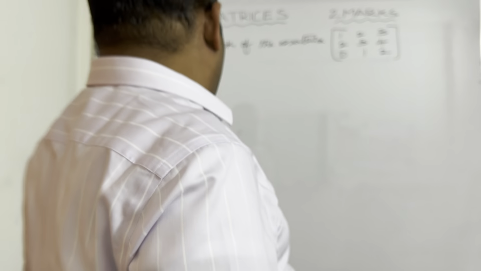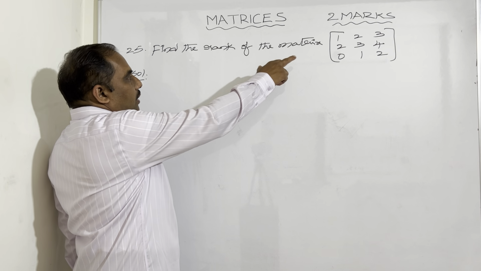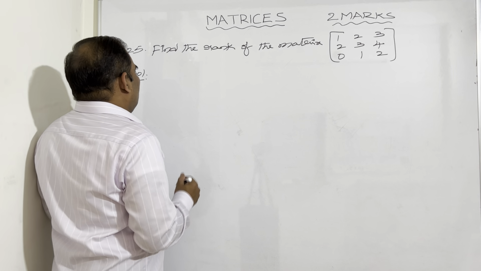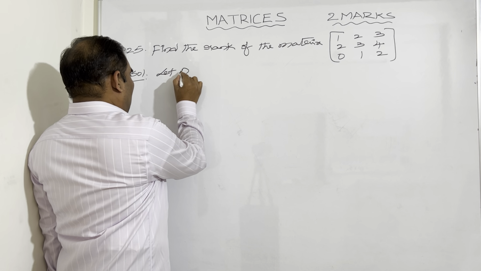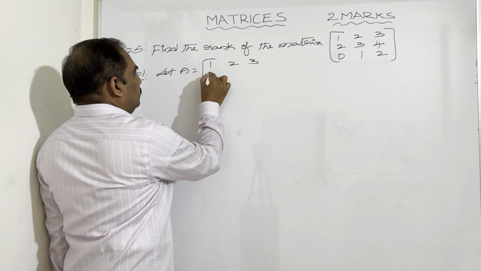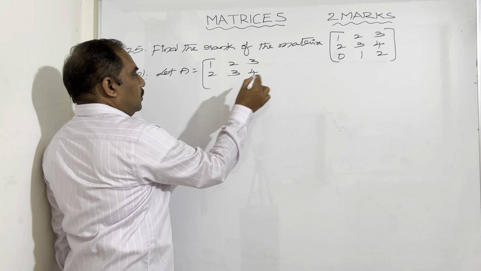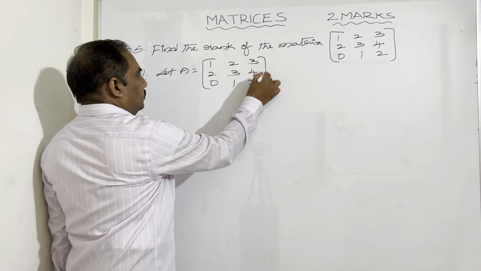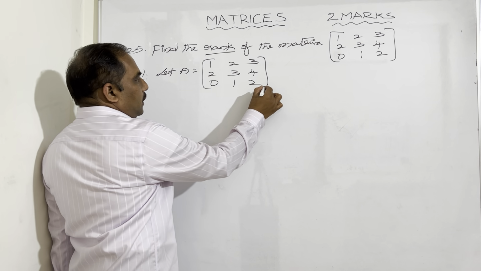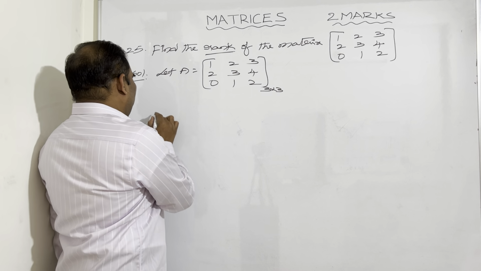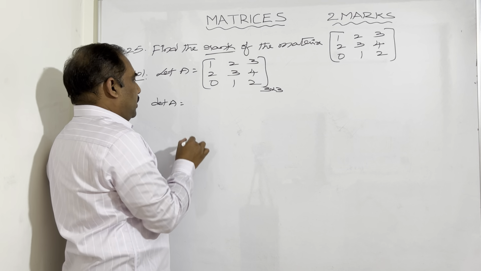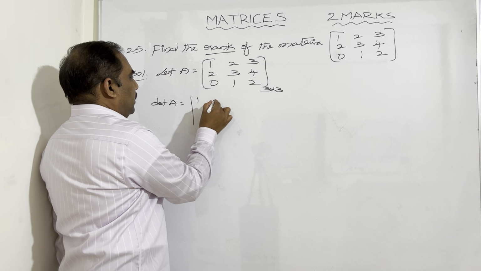See, in the next question, find the rank of the matrix 1, 2, 3, 2, 3, 4, 0, 1, 2. So now you take the given matrix A equal to 1, 2, 3, 2, 3, 4, 0, 1, 2. Now to find the rank of a 3 by 3 matrix, its order is 3 by 3. Now find det A, the determinant of the given matrix.